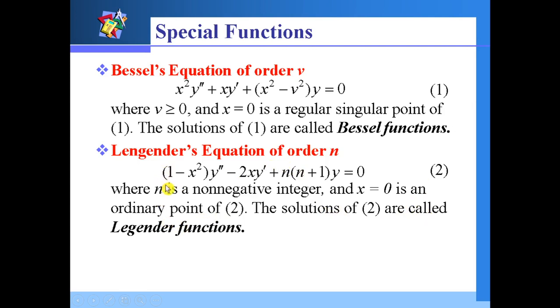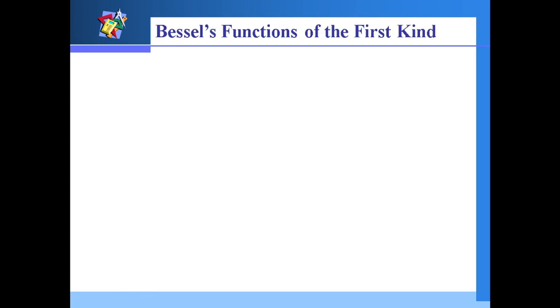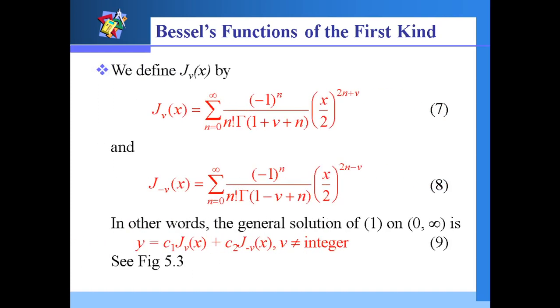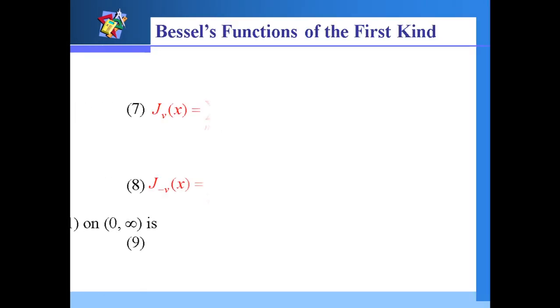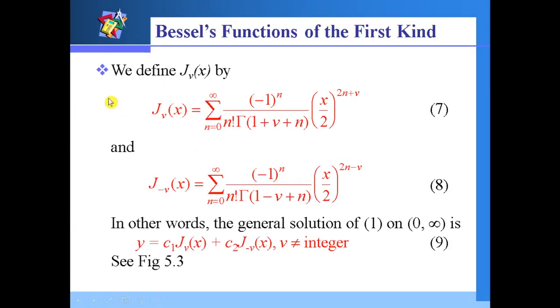Let's see. So here is the Bessel function of the first kind. In special functions, we have Bessel functions of the first kind. We define J v of x, in compact form, as the summation from n is equal to 0 to infinity of minus 1's power n over n factorial gamma of 1 plus v plus n, multiplied by x over 2's power 2n plus v.